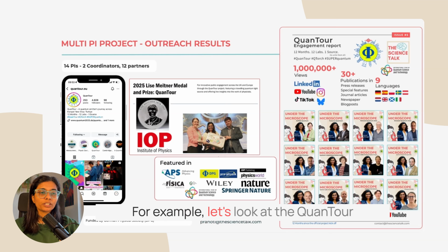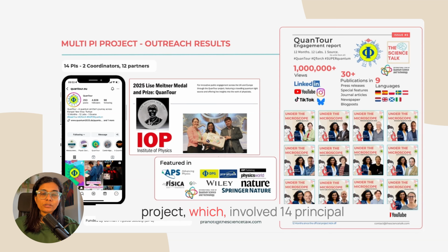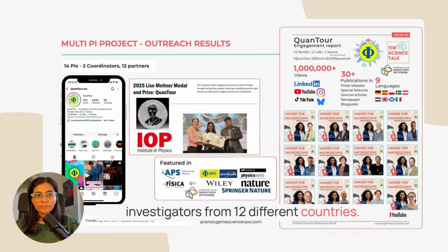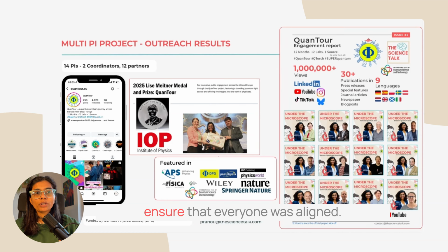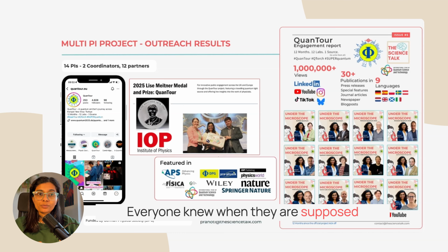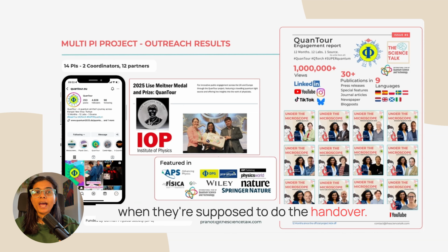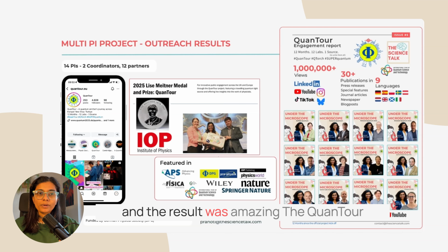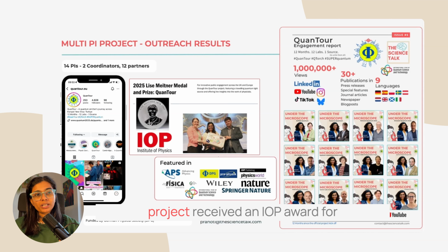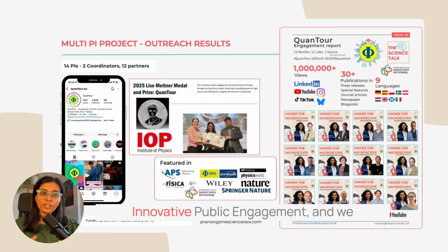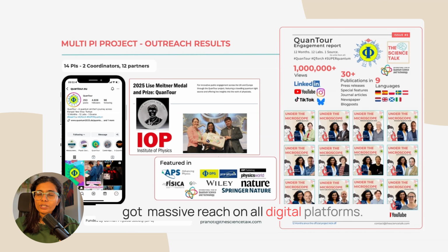For example, let's look at the QuanTour project, which involved 14 principal investigators from 12 different countries. We established a solid foundation before the project started to ensure that everyone was aligned, everyone knew when they were supposed to come in, what role they were playing, and when they were supposed to do the handover. And the result was amazing. The QuanTour project received an IOP award for innovative public engagement, and we got massive reach on all digital platforms.